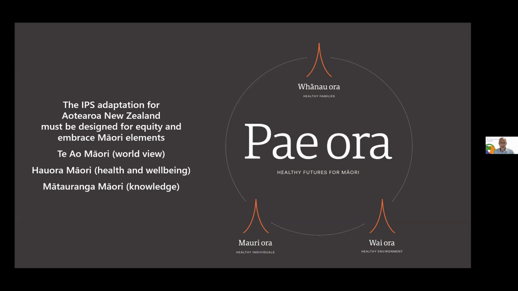Stepping beyond the familiar person-centered mantra, we have in New Zealand the indigenous cultural perspective of Maori, of course, and their holistic concept of Paiora, which encompasses Moriora, Whanaora, and Waiora. And this means an interdependence of healthy individuals and healthy families within a healthy environment. In New Zealand, we must incorporate Paiora and other Maori concepts in the way we do healthcare. This is part of our obligations under the treaty. And we can learn a lot from Maori.